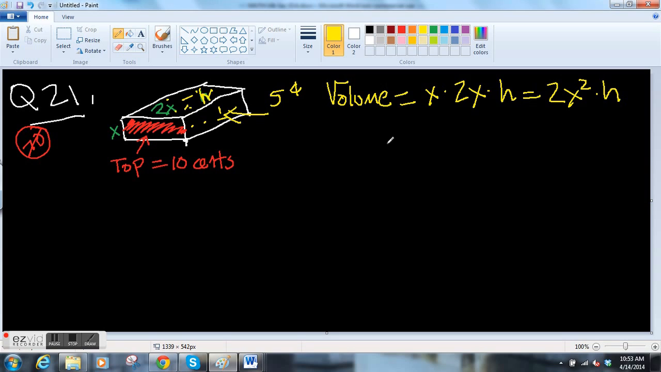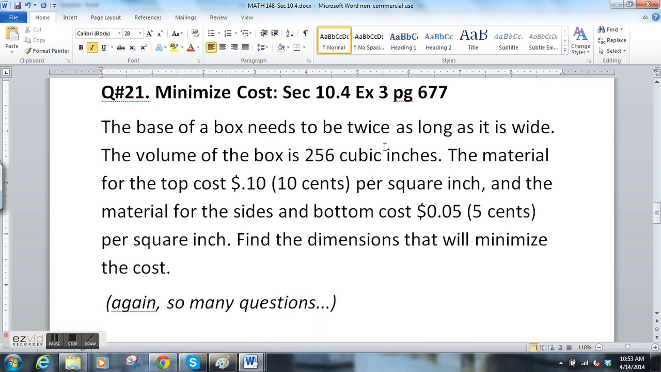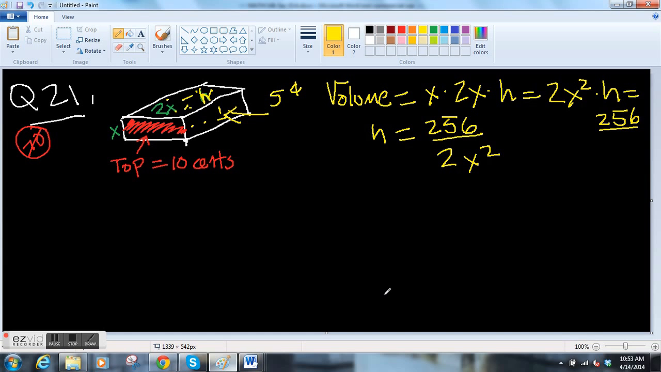All right? And if you flip this around, this tells us that h, the height, is 256 divided by 2x squared, because we know the volume is supposed to enclose 256 cubic inches. Again, I'm going to show you where that is in the problem. See right here, the volume is 256 cubic inches. Ta-da! So we have the volume is this function, 2x squared times h equals 256. That means the height is 256 divided by 2x squared.